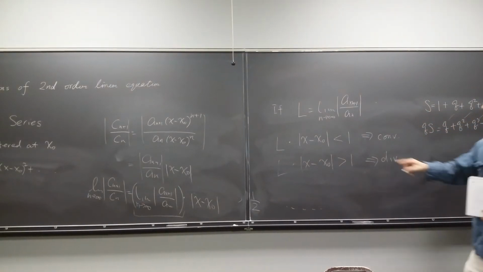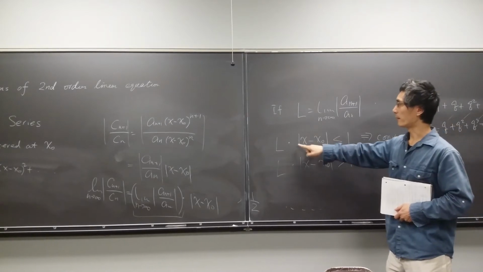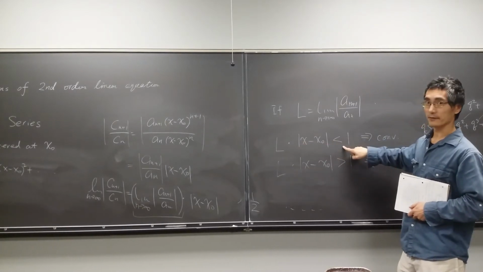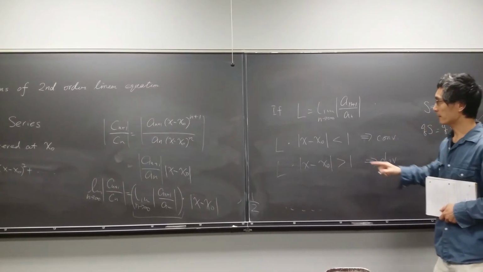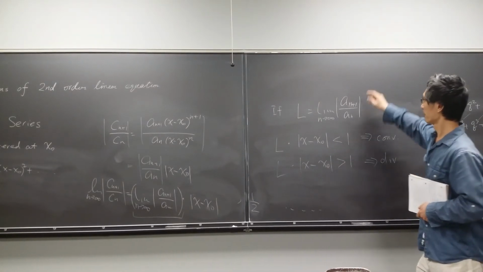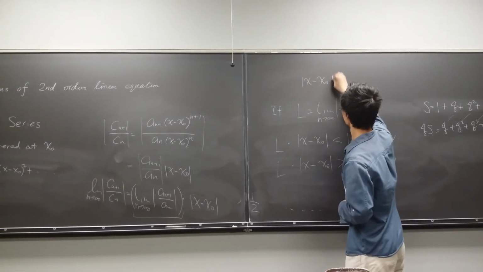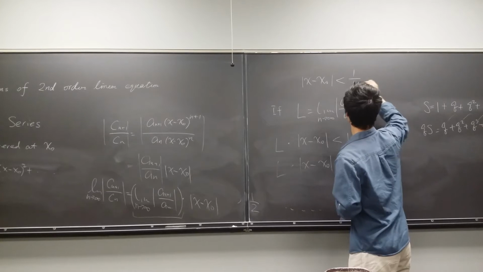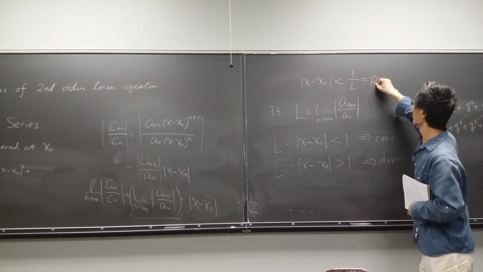So it means this x minus x naught, when it's small, this is less than 1, it's convergent. When this is large, it's divergent. And the boundary case is equal to 1. So we can rewrite this thing here as less than 1 over L or more than 1 over L. And this number we call it R.